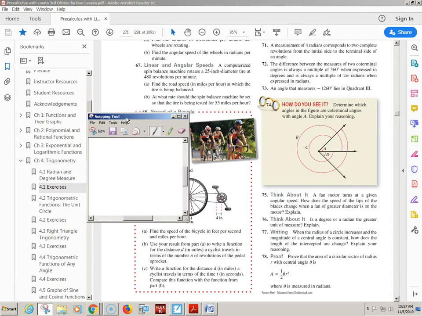How would you convert 1 radian? This is actually a really practical skill.